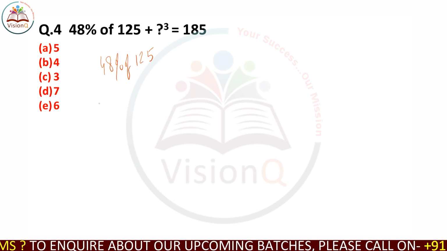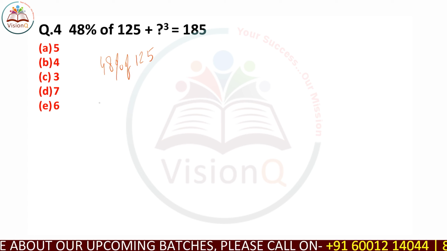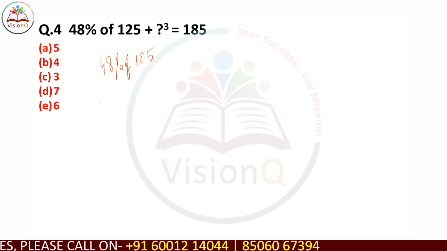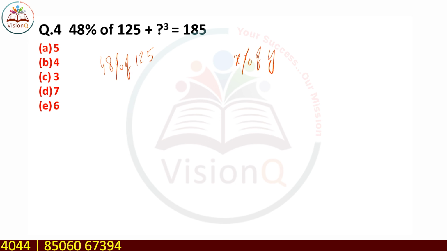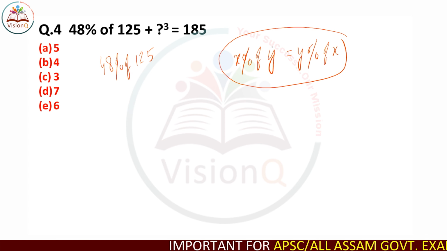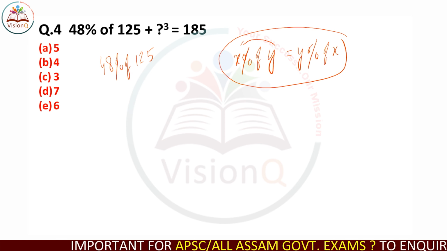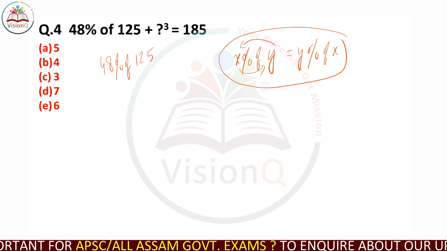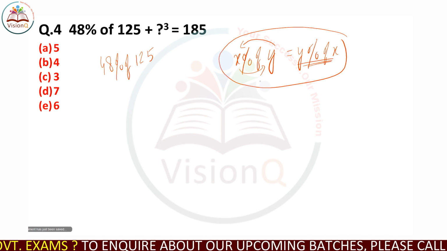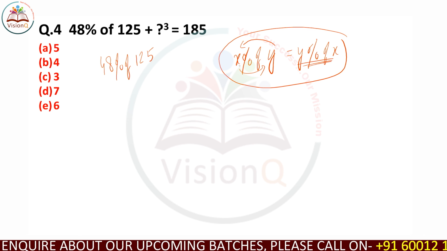To find 48% of 125 easily in minimum steps, you just need to remember one very important concept of percentage, which is x% of y is always equal to y% of x. That means you can interchange the places of x and y. You can bring y here and you can bring x here. The value of these two will always be the same.